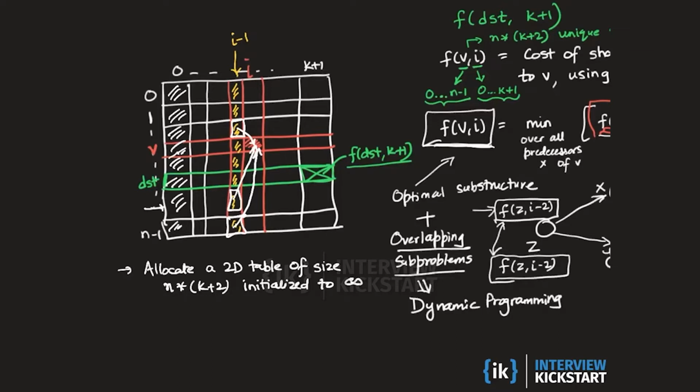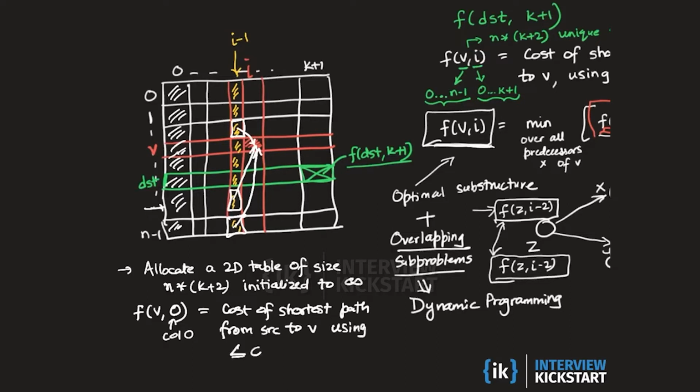So let's think now about filling in the leftmost column. What does the leftmost column indicate? The leftmost column indicates entries of this form: f of v comma 0, since we are talking about column 0 here. So what does this mean? If we go back to the English definition of f of v comma i, this would mean the cost of the shortest path from the source to v using less than or equal to 0 edges.